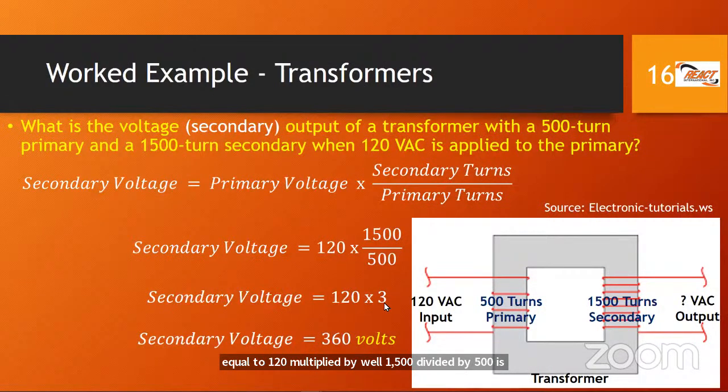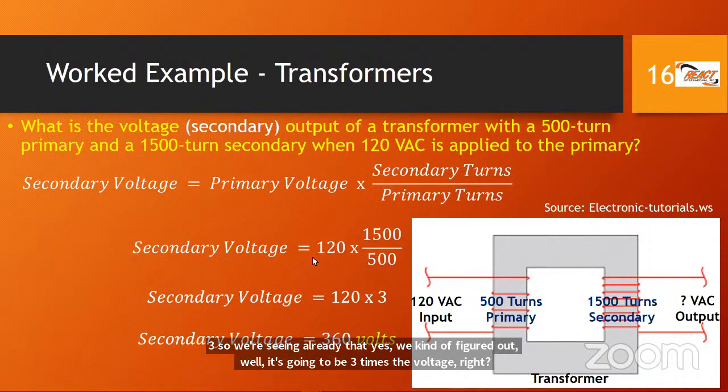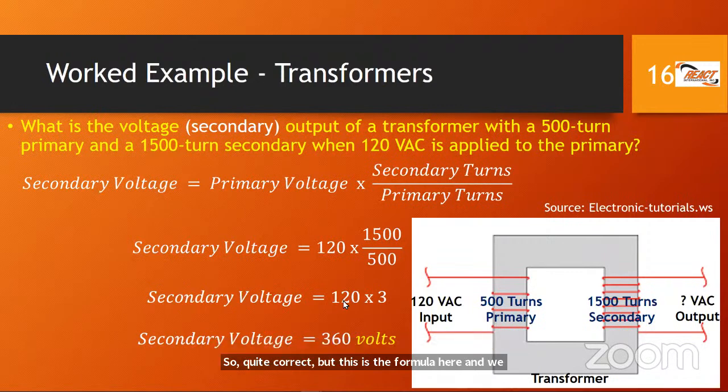So we're seeing already that, yes, we kind of figured out, well, it's going to be 3 times the voltage, right? So we're quite correct. But this is the formula here, and we're applying it. And we're seeing here that 120 multiplied by 3 is 360. 360 what? Volts. And it's volts AC.